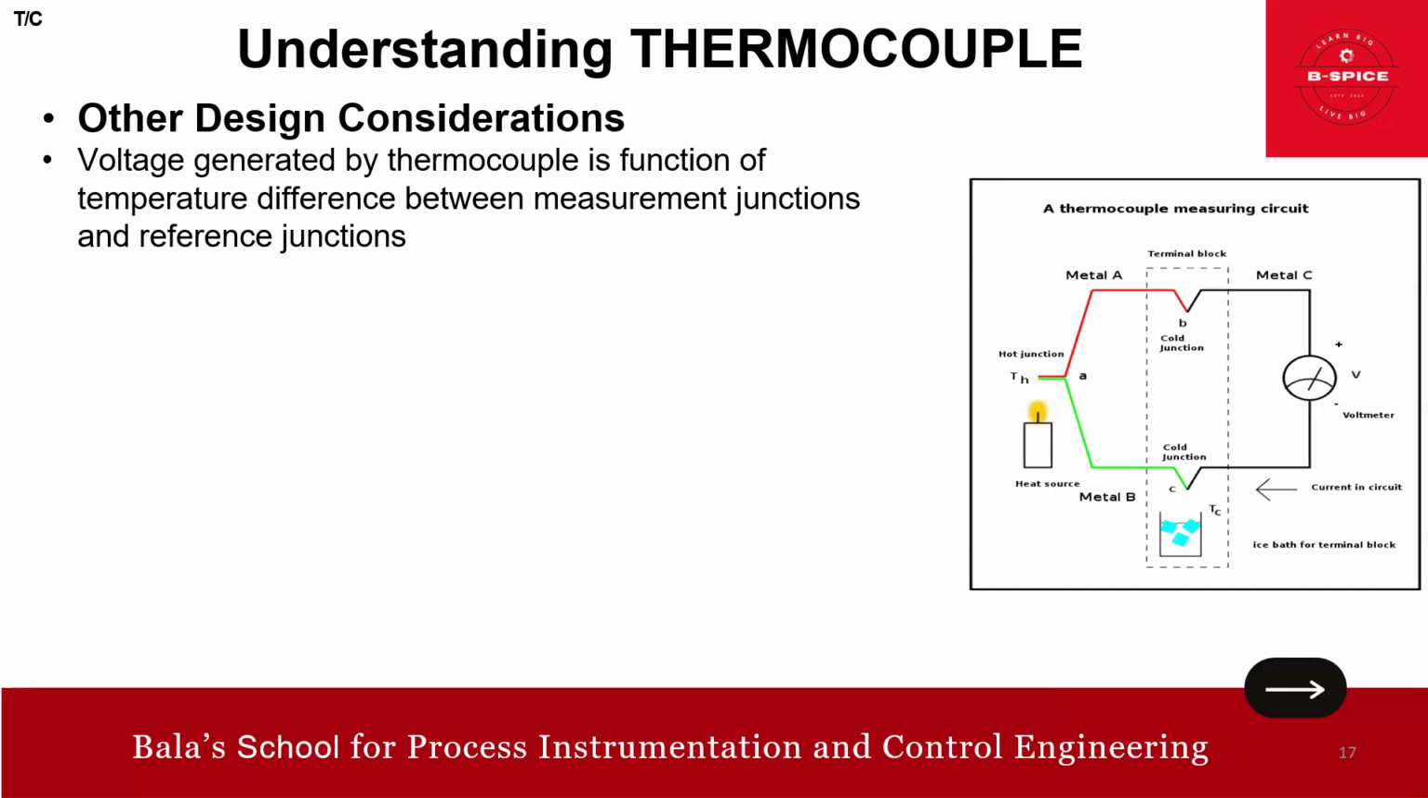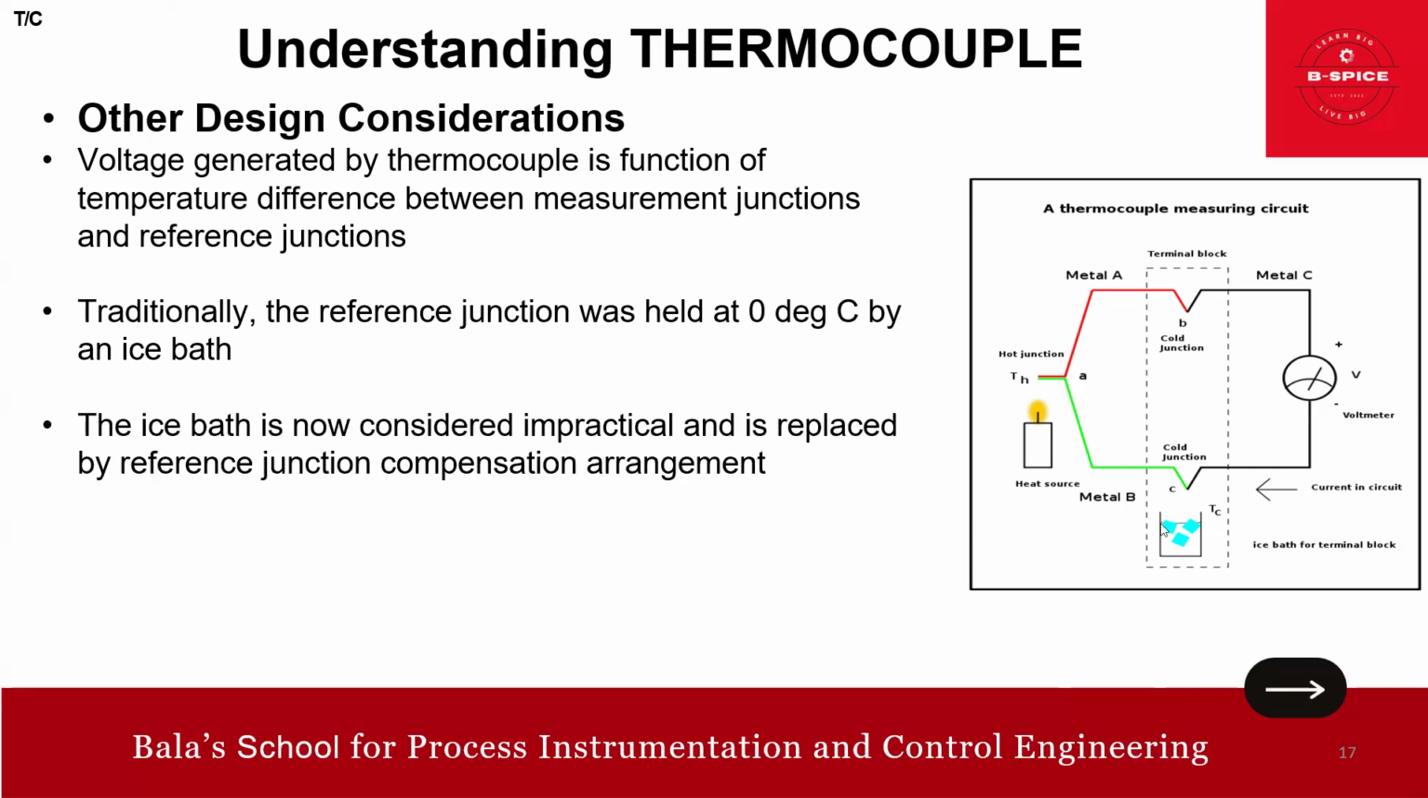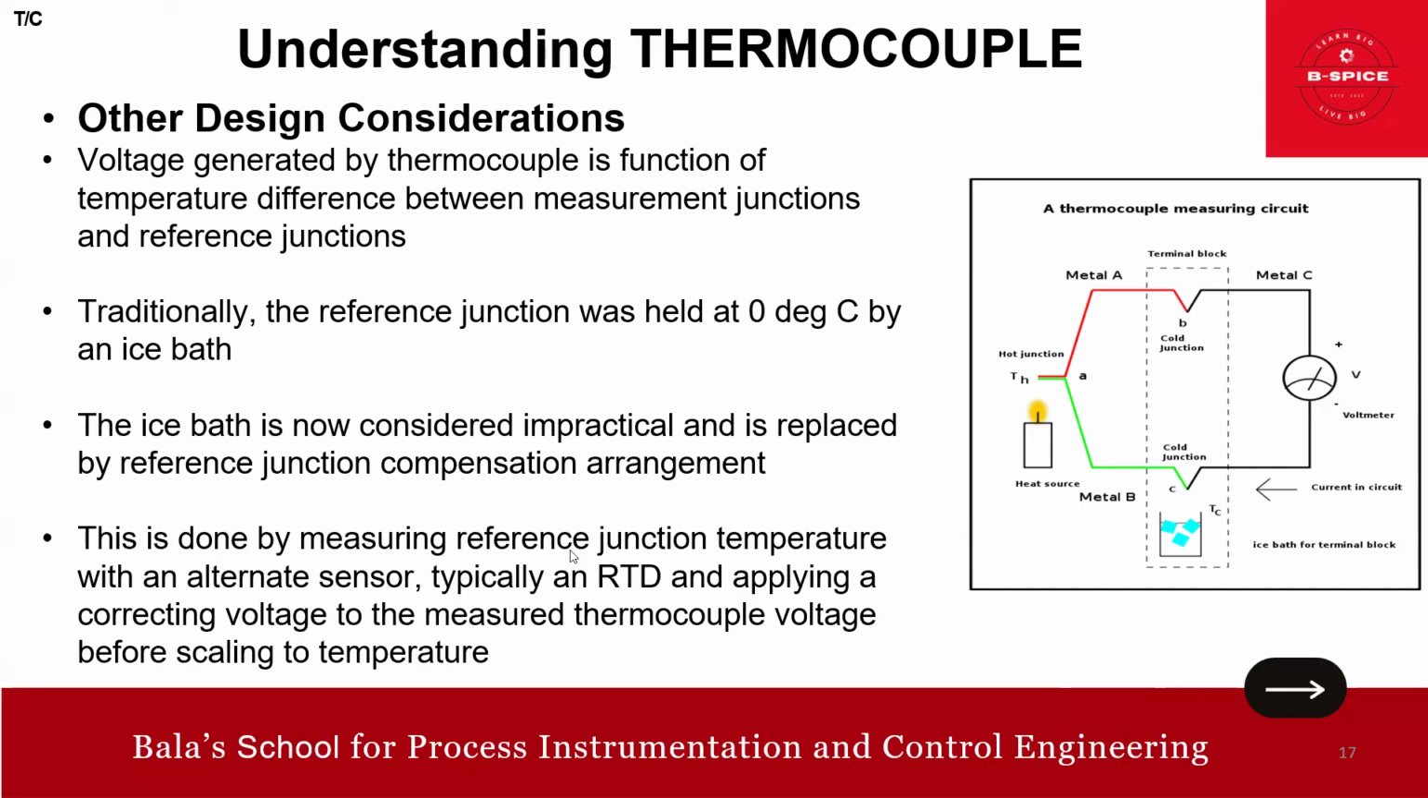The voltage generated by a thermocouple is a function of the temperature difference between the junction and the reference junction, right? Traditionally, a reference junction was held at 0 degrees by an ice bath, which is what I meant earlier. But the ice bath is now considered impractical and is replaced by a reference junction compensation arrangement. So how is that happening? This is done by measuring the reference junction temperature with an alternate sensor, typically an RTD. Here we'll have an RTD circuit, which I'll discuss in the next video, where I talk about the compensation.